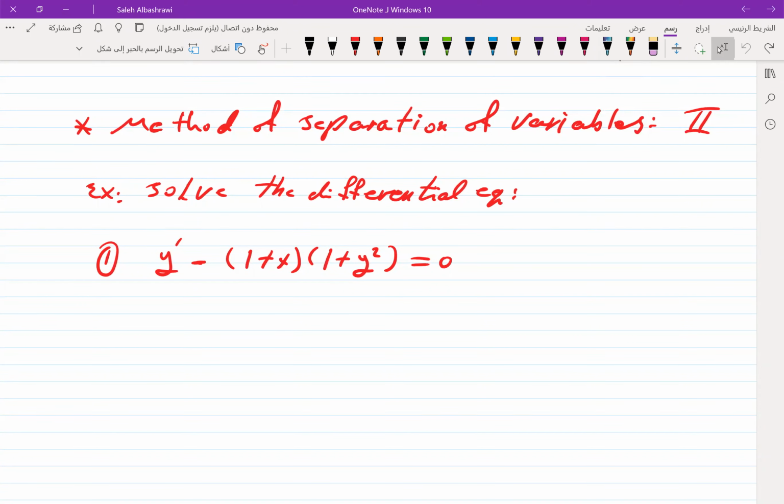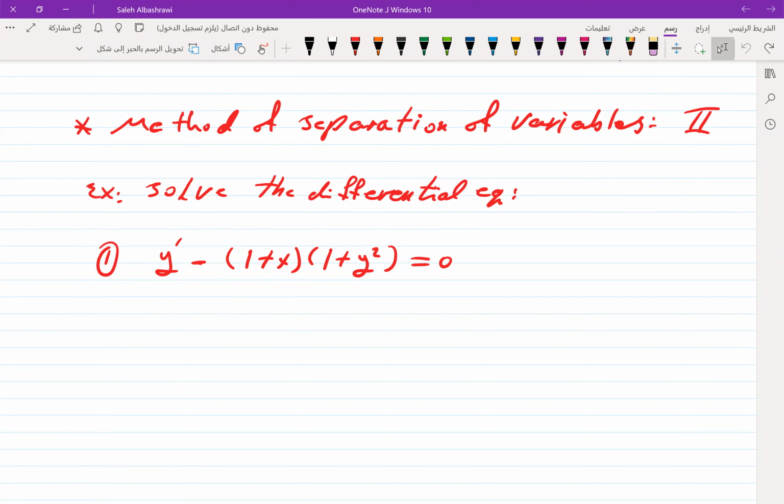And our first example is this one. y prime minus (1 plus x) multiplied by (1 plus y squared) equal to 0. And we need to find the solution of this differential equation. It means we need to find y, the function y equal some function written as a function of the second variable, which is x in our case.